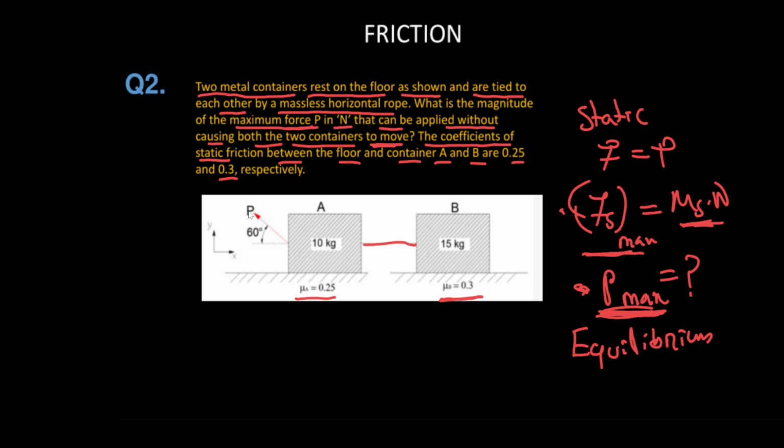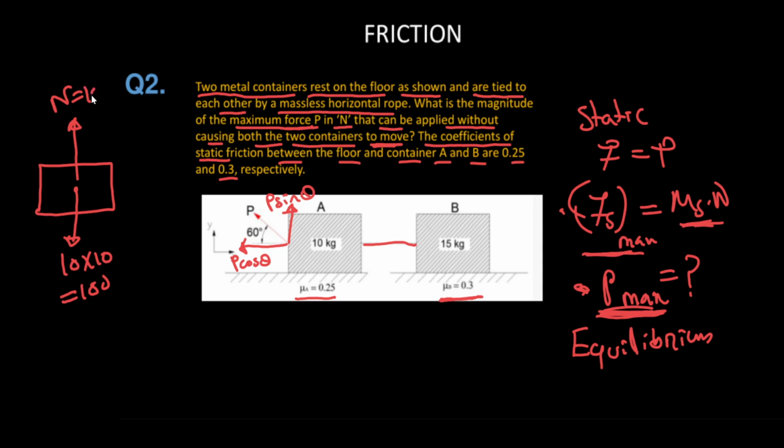See, here is the P. I will resolve it into P cos theta and P sin theta. Okay, no issue. So for block A, I will draw the free body diagram. I just isolate this block A. It has weight equal to 10 into g. g is 9.81, I'm taking it as 10, so it's 100. Normal reaction N is equal to 100. Again you have a force P. How much force P? It is not mentioned. So this is the force P.